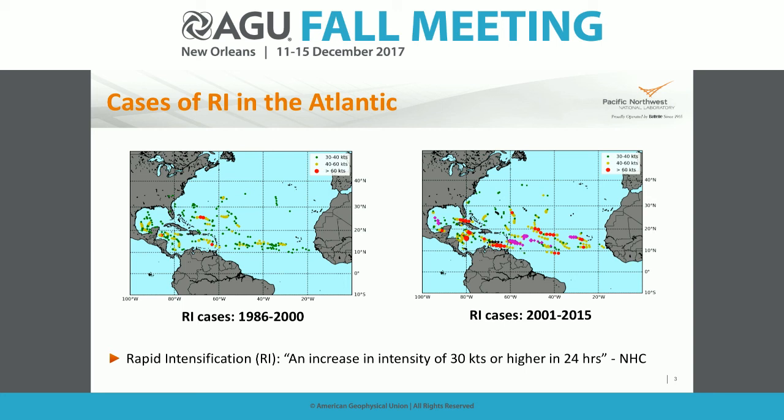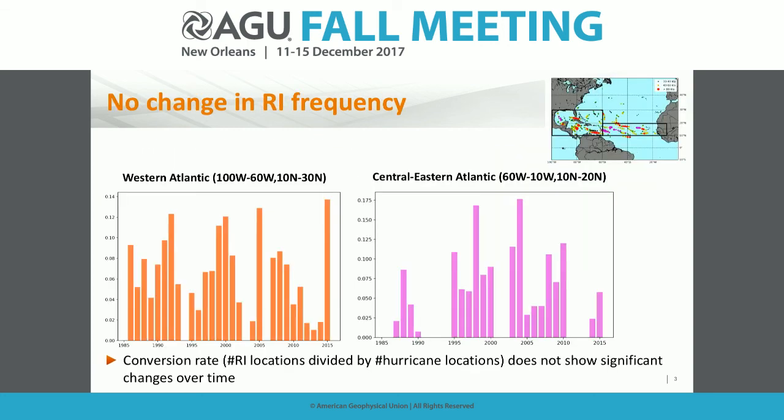And then the red and the black dots are the ones corresponding to 2016. So now with this database, first of all, we would like to see whether there has been any change in the frequency of rapid intensification in the past. So here I plotted out two different regions. One is what we call the Western Atlantic Ocean, and the other one is the Central Eastern Atlantic Ocean.